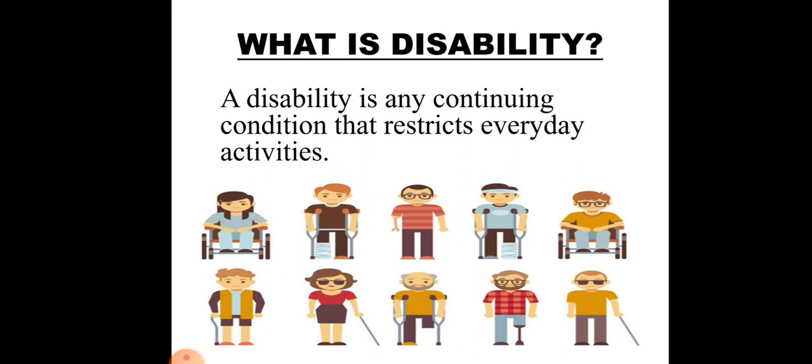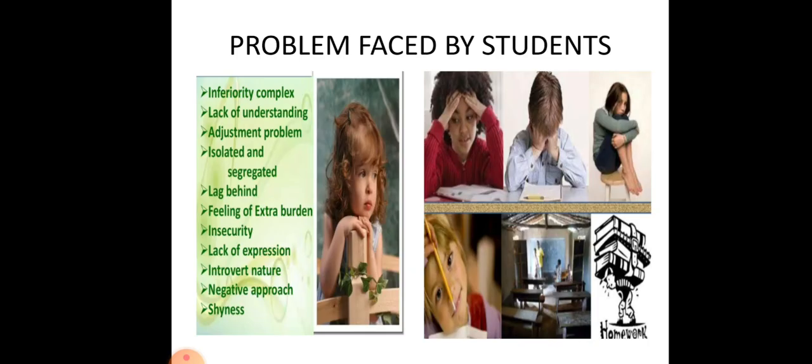You can see persons who cannot walk, who cannot see properly, who are having hearing problems, speech problems. So different disabilities are there. So what are the different problems faced by these students with disabilities? They get an inferiority complex. They have a lack of understanding. They have adjustment problems. They have isolated and segregated feelings. They lag behind. They feel extra burdened. They feel insecure. Lack of expression is there. They are having an introvert nature. They get a negative approach and they feel shy because they think they are having a disability.